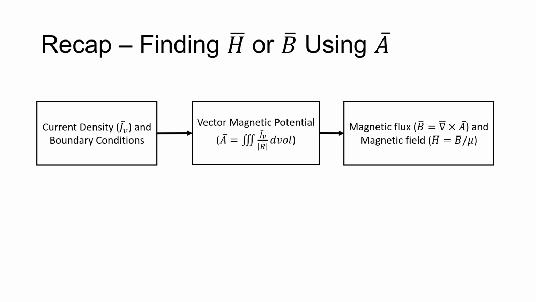This is a fast recap from what we have achieved last time. We concluded by reverse engineering that if we know both the current density and the boundary condition, we can calculate what's called the vector magnetic potential. Then from the vector magnetic potential, we can calculate the magnetic flux density, and then we calculate the magnetic field.